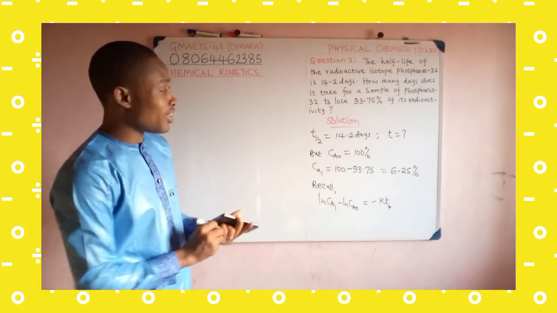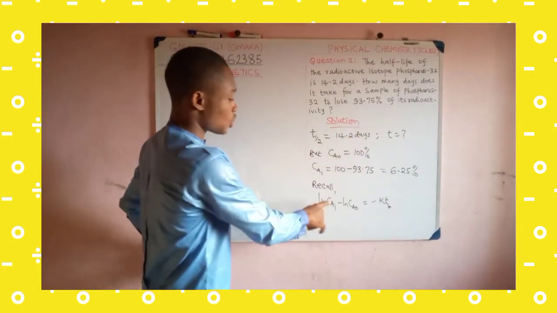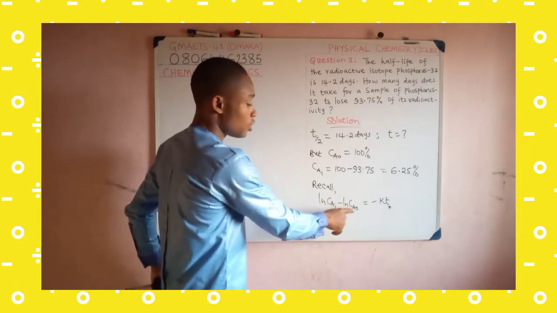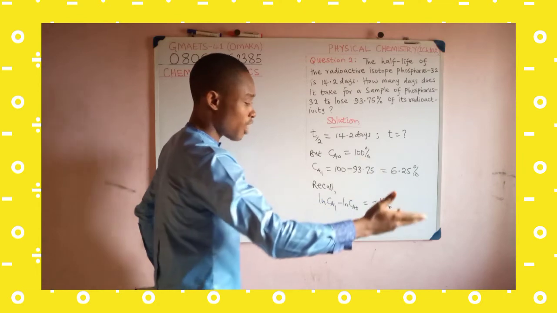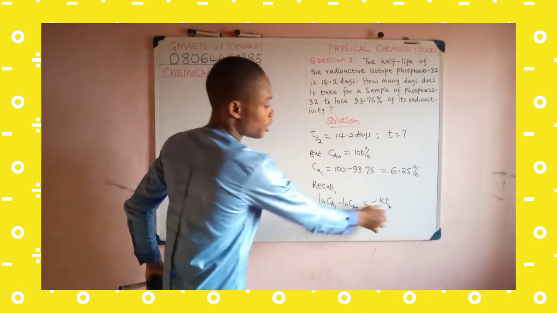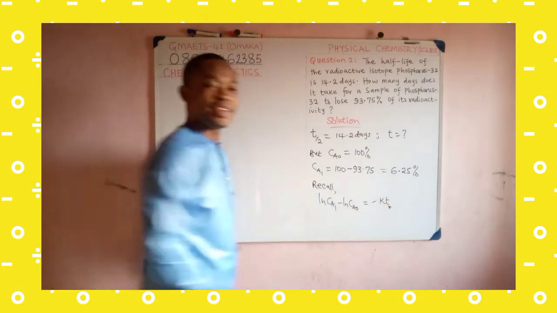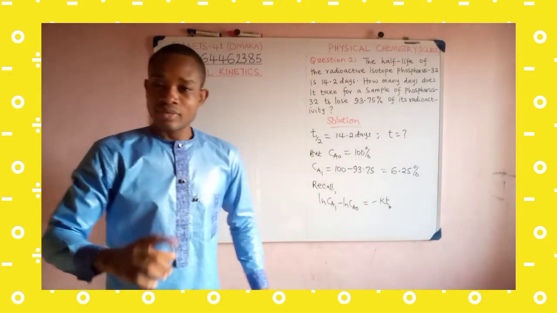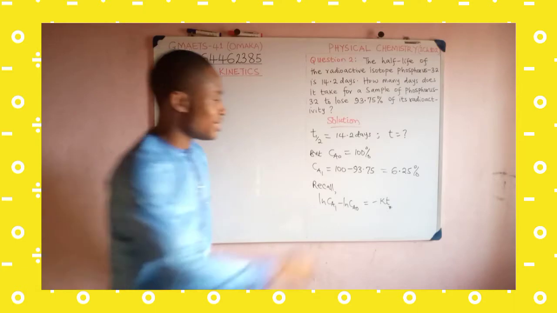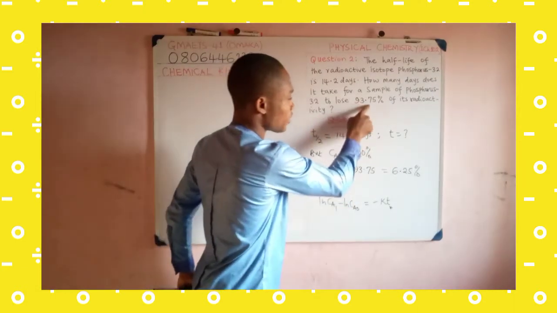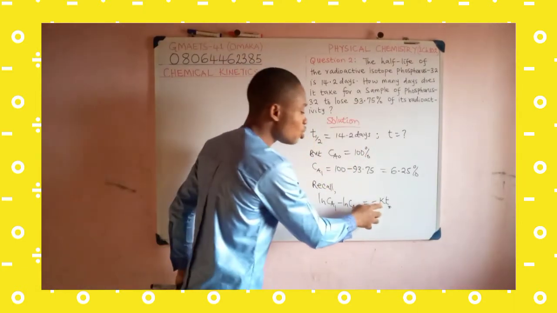We don't know the time. But if you look at the parameters given to us in the question, we know CA1 already. We know CA0 in terms of percentage, 6.25% and 100% respectively. We don't know this t. We don't know this K. And we're asked to calculate that t. So you can see that now, right? For us to be able to get this t, during which it will lose 93.75%, we must know the rate constant first.